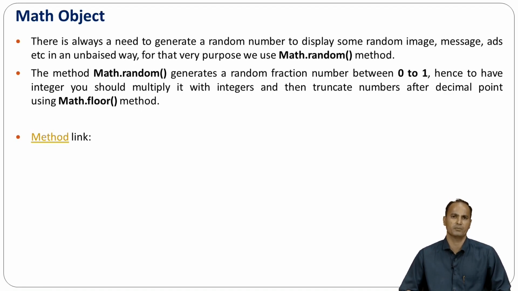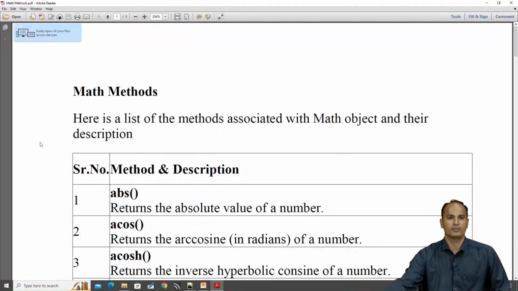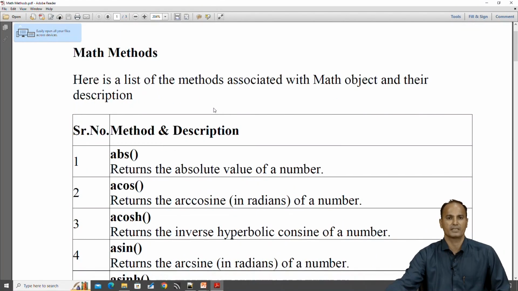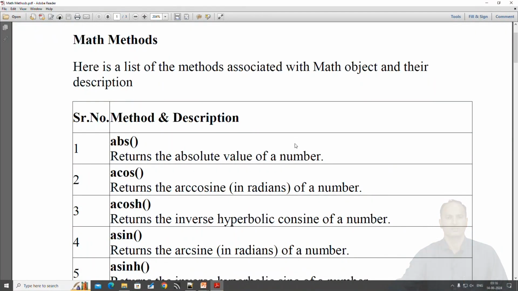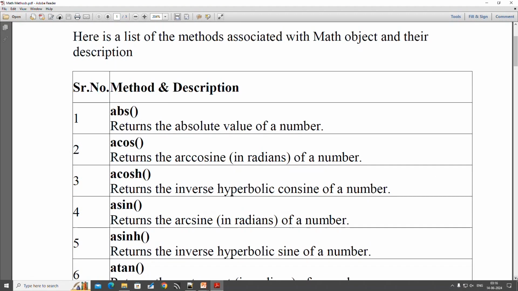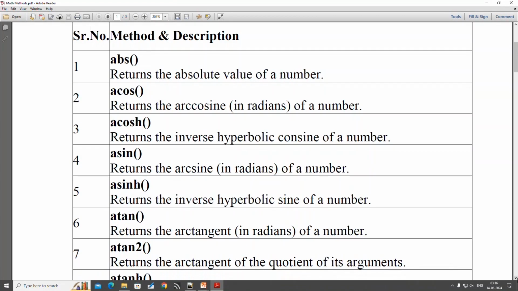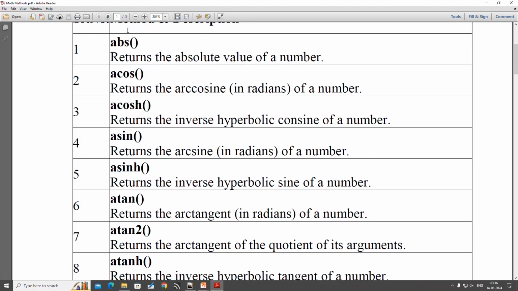Various methods supported by the math object are displayed over here, and we will see practically how to use them. So these are various methods of the math object supported in JavaScript. One is the abs method, which returns the absolute value of a number. Acos returns the arc cosine. Acosh returns the inverse hyperbolic cosine of a number. Asin returns the arc sine in radians of a number.